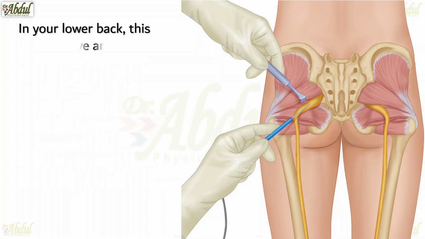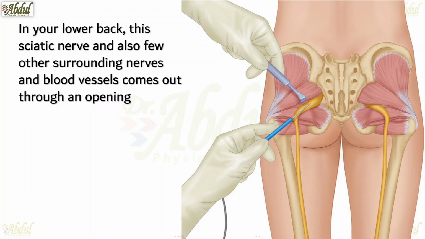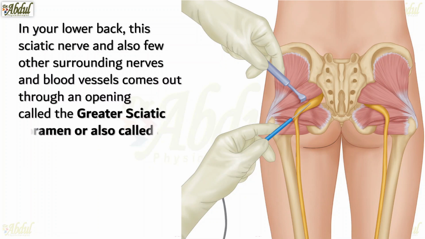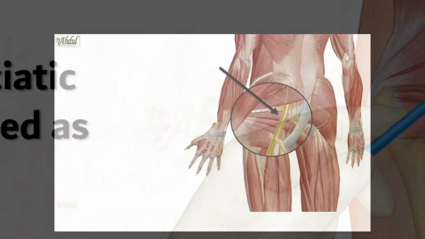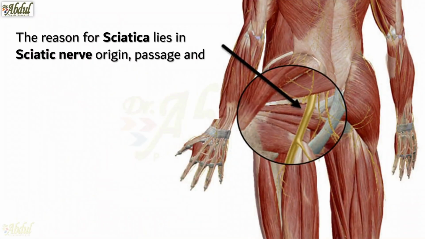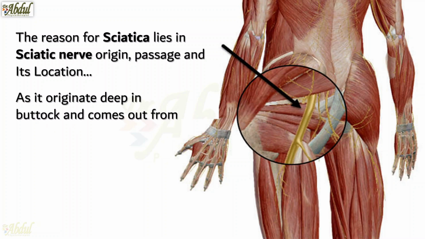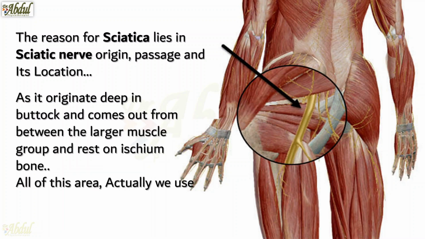In your lower back, this sciatic nerve and a few other surrounding nerves and blood vessels come out through an opening called the greater sciatic foramen, also called the sciatic notch. This opening is located deep in the buttock, just below the piriformis muscle. The reason for sciatica lies in the sciatic nerve's origin, passage and location, as it originates deep in the buttock and comes out from between the larger muscle group and rests on the ischium bone.